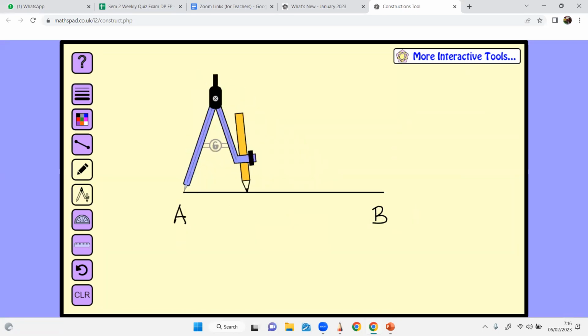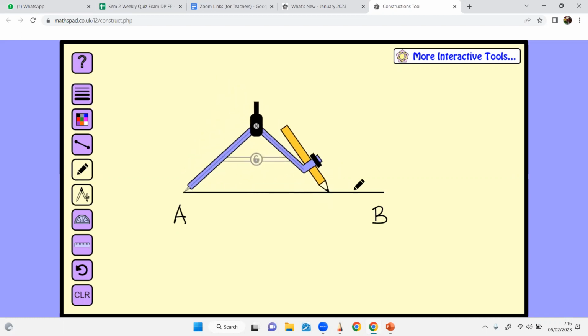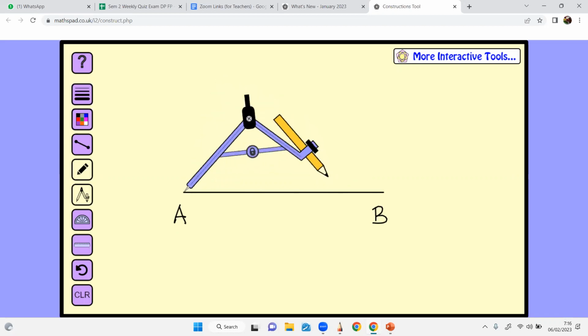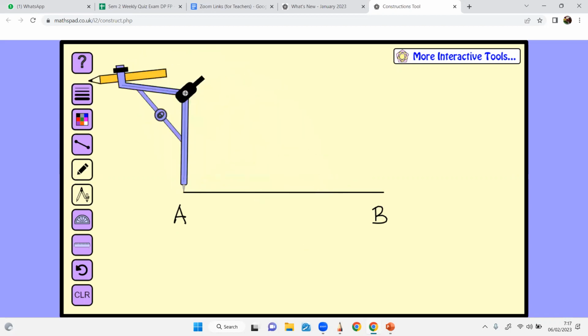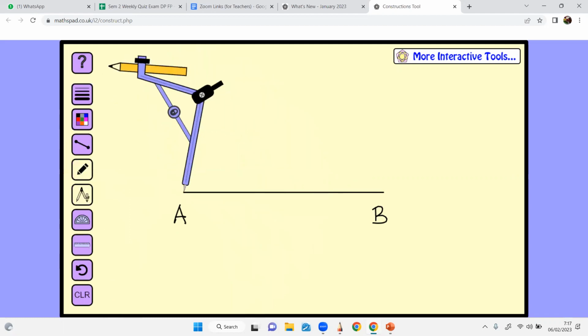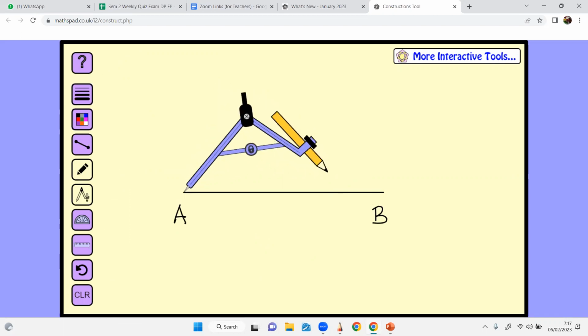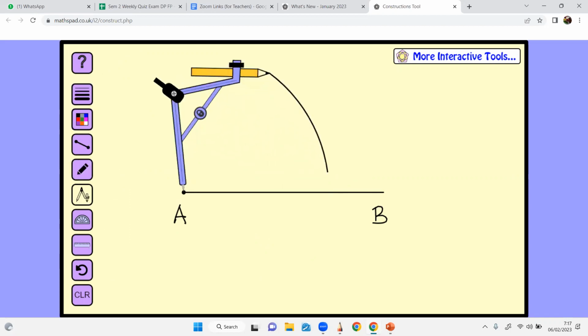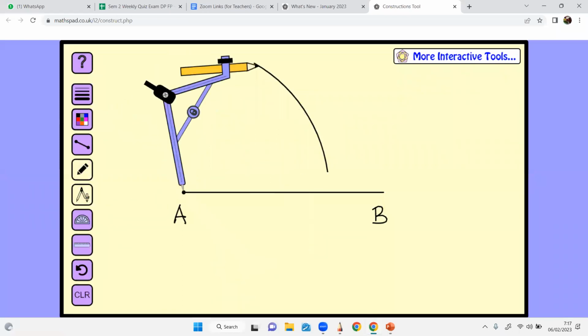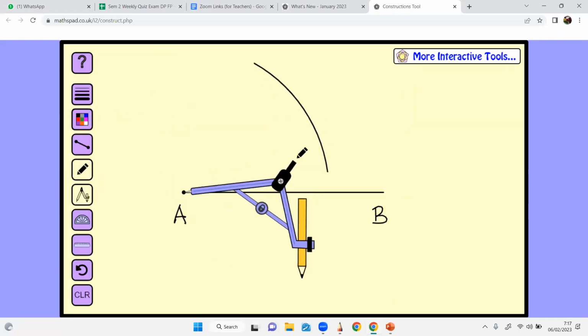It has to be more than half. See, this is wrong. You have to make sure that this is more than half of the length of the line. Then you could create the circle all through A, but it would be a waste of paper, so just draw an arc like this. And then here, some arcs, right?